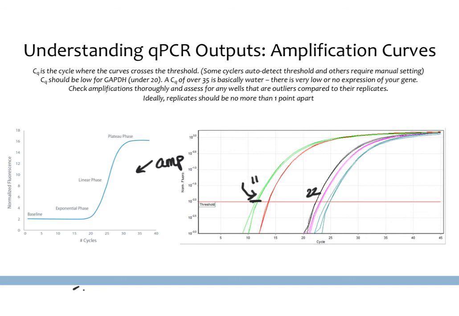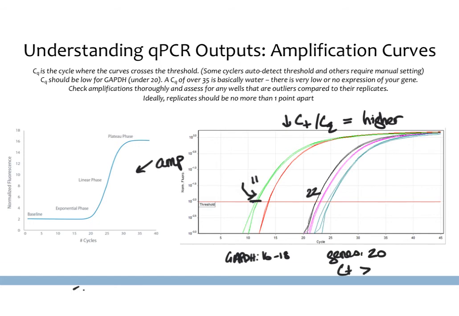The lower the CT or CQ is, the higher your expression is of that gene. So 11 is very, very high expression. Normally our housekeeping genes like GAPDH and 18S, which are sort of our normalizing genes, show up around 16 to 18. And other genes will show up greater than 20. If something has a CT greater than 35, that's basically water. At that point, your gene expression is so low that it might as well not be there, or your sample just does not have any cDNA in it.